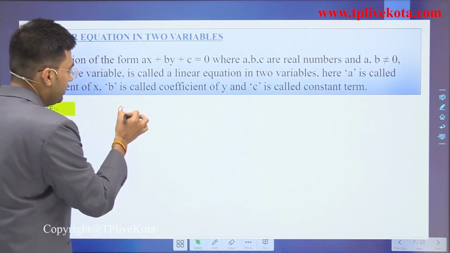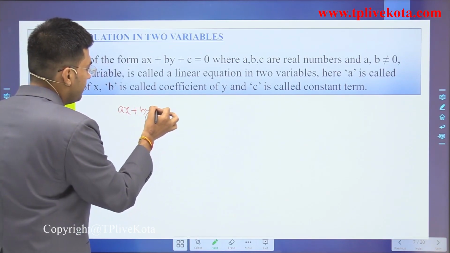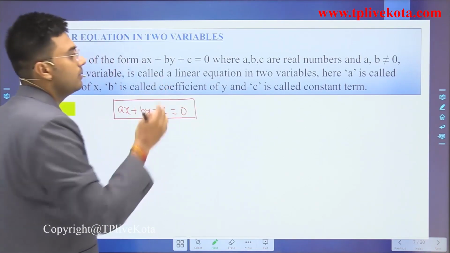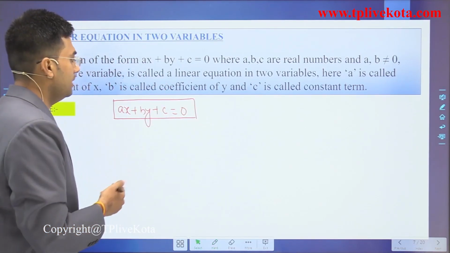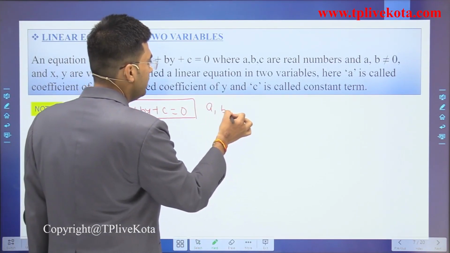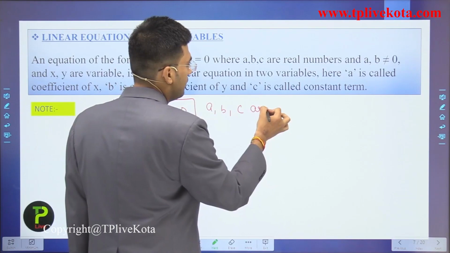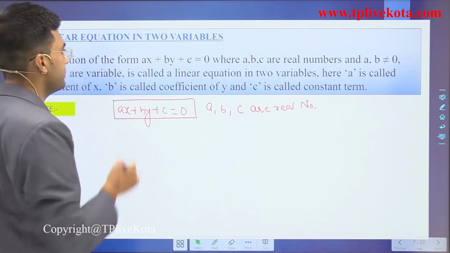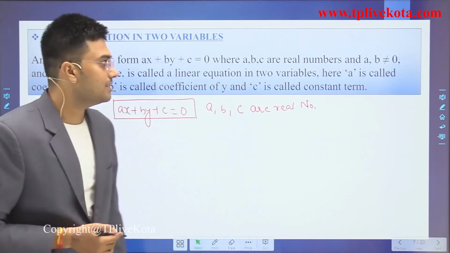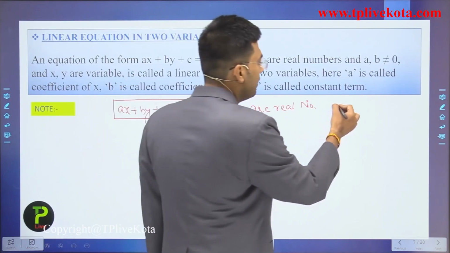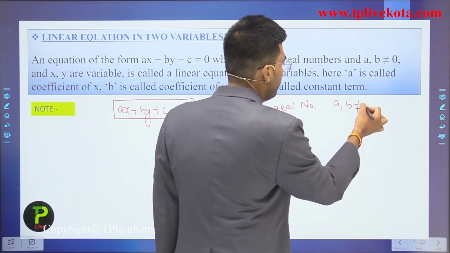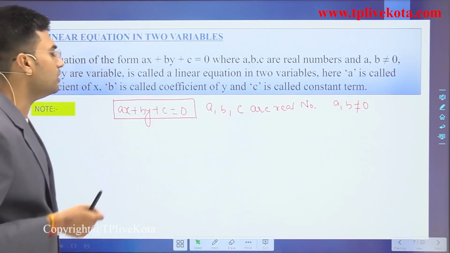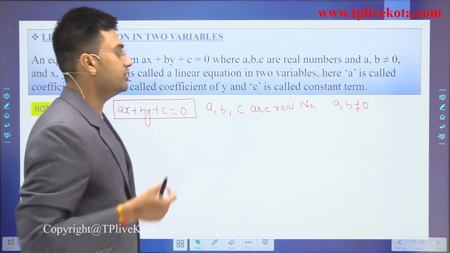The standard form is ax plus by plus c. This is the standard form of a linear equation in two variables. Here a, b, c are real numbers, and a and b both are not equal to 0, and x, y are variables. It is called a linear equation in two variables.